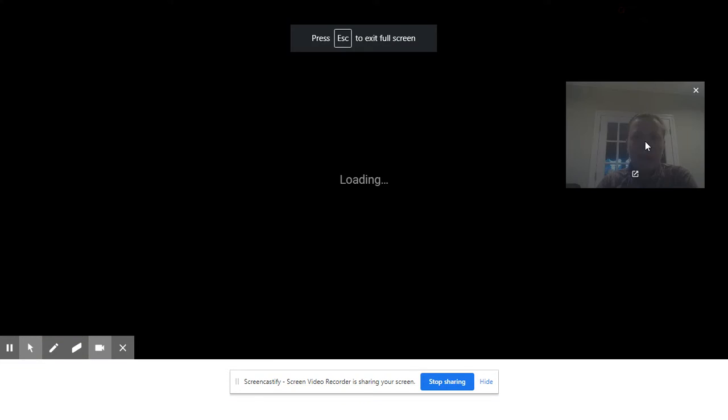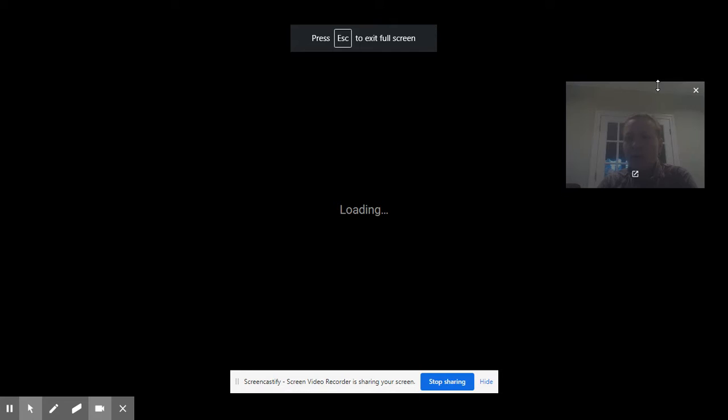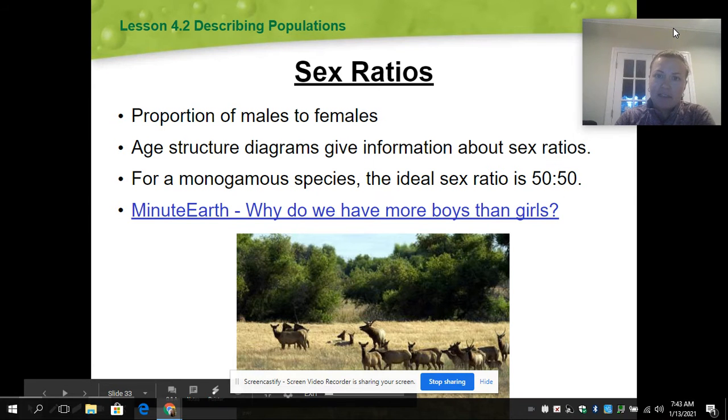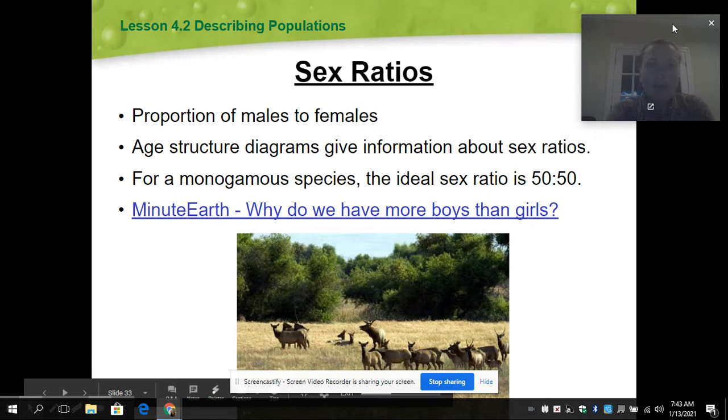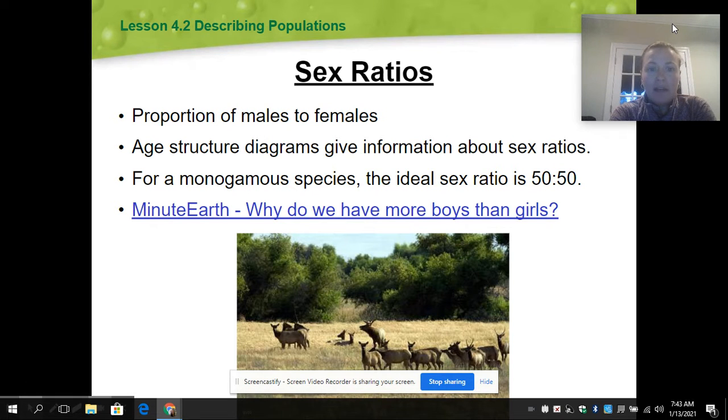We had done describing populations, and I just wanted to go over real briefly this last slide about sex ratios in monogamous species, meaning species that mate for life. It would be ideal if male and female were 50-50, half and half, right? So when they're not half and half, especially if there's less female and more male, that's when the population starts to dwindle.